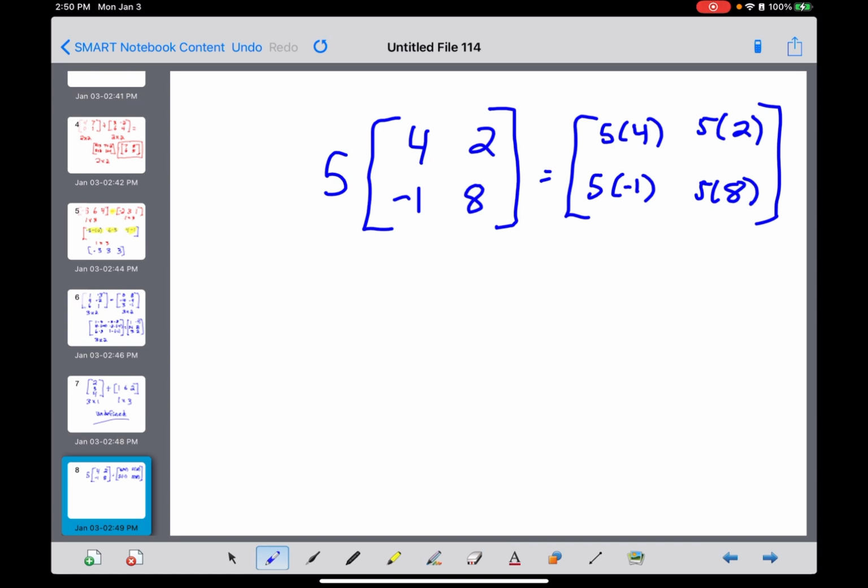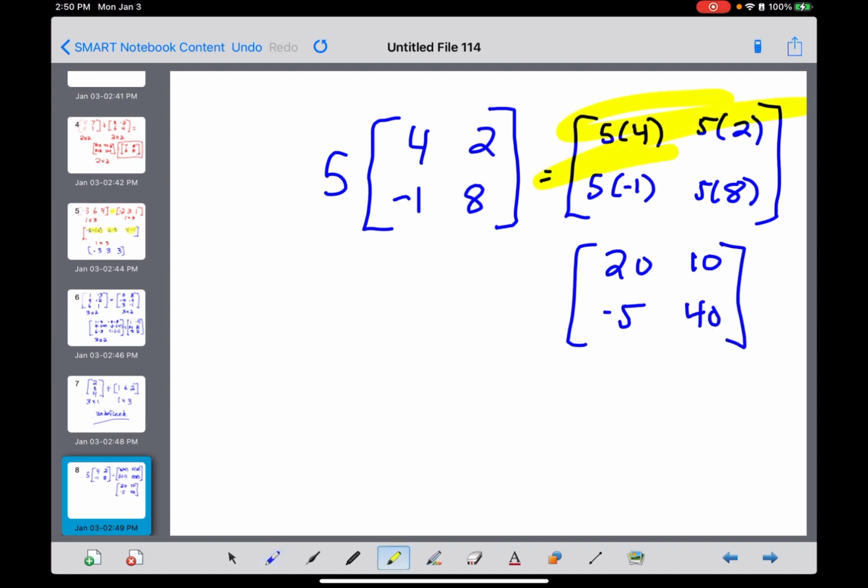And again, this was only for demonstration purposes. I completely expect that you could do all of this without having to write down this part right here. You could just go to 20, 10, -5, and 40. This was just for demonstration purposes only. That's pretty straightforward. I don't even think I need another example of that one, do I? Good, because I'm not going to.